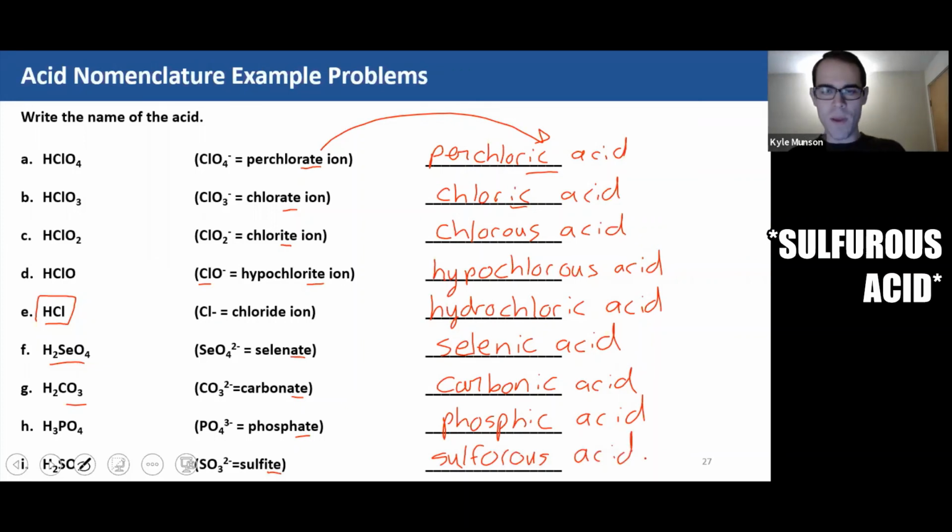acid. Okay. So again, these are examples of naming oxyacids, naming binary acids, and that's pretty much it for what we're going to be talking about in this chapter with chemical nomenclature. So please let me know if you have any questions. I'd be happy to answer them.